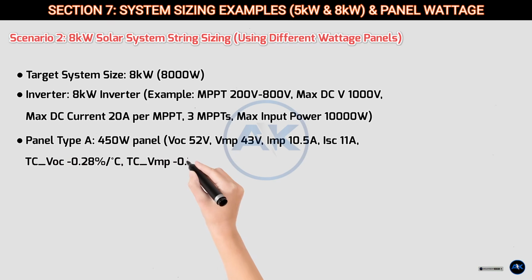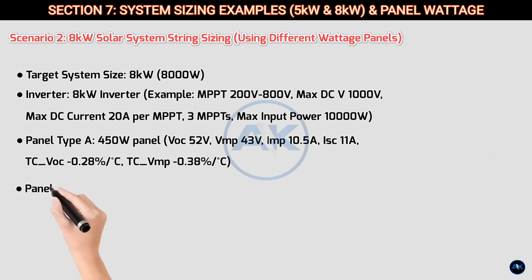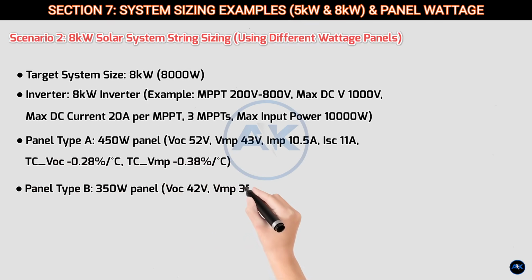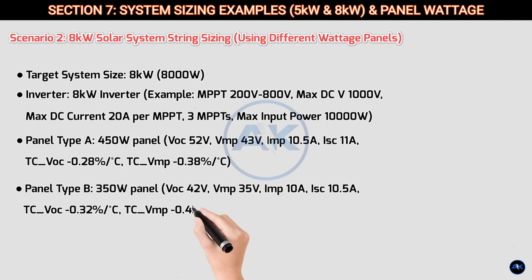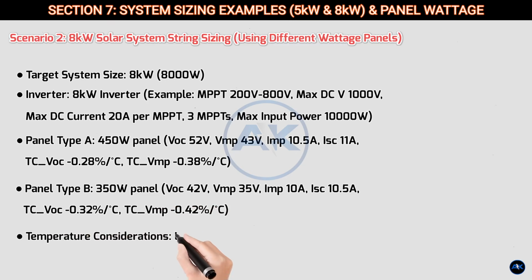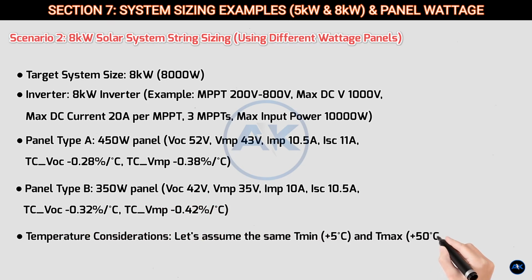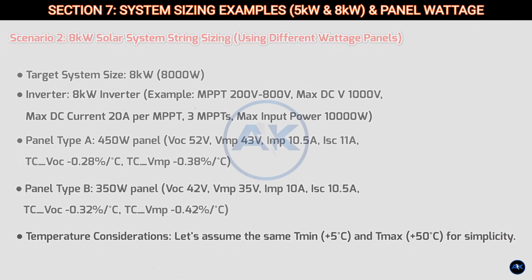TC VOC minus 0.28% per degree Celsius, TC VMP minus 0.38% per degree Celsius. Panel type B: 350 watt panel, VOC 42 volts, VMP 35 volts, IMP 10 amps, ISC 10.5A, TC VOC minus 0.32% per degree Celsius, TC VMP minus 0.42% per degree Celsius. Temperature considerations: let's assume the same T min plus 5 degrees Celsius and T max plus 50 degrees Celsius for simplicity.